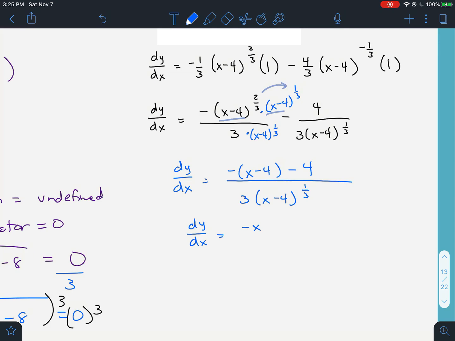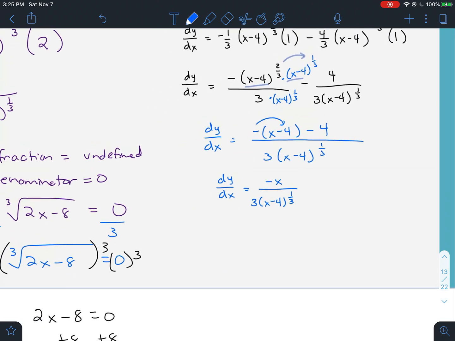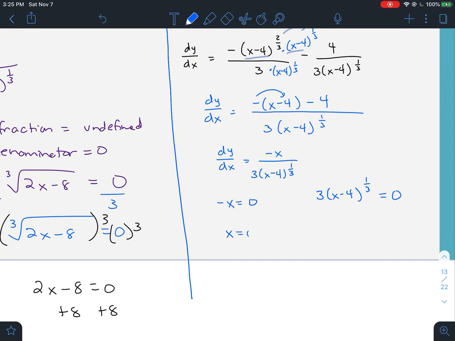numerator. So my derivative, once I simplify it, is going to be negative x, and then negative times a negative becomes positive 4. So positive 4 minus 4 goes away, so I just have negative x over 3 times x minus 4 to the 1/3. Now it's a fraction. My derivative is a fraction, so now I want to know when the derivative is equal to 0 or undefined. Remember, a fraction is 0 when the numerator is 0, so either the numerator is equal to 0, and it's undefined when the denominator is equal to 0.